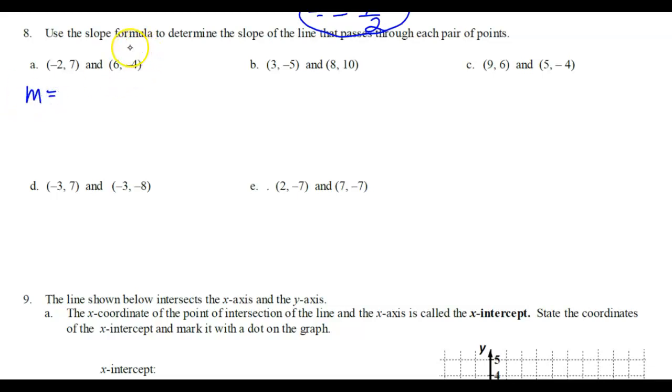This I'm going to consider as my second point, so point 2, and this is point 1. So y2 minus y1 over x2 minus x1. Notice how I put that negative in brackets so I don't mess up. So negative 11 over 8, and I'm done. Okay, you do the rest up to E, and then we'll come back at number 9.